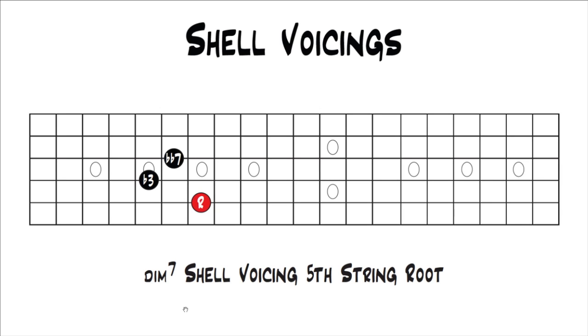So these shell voicings are really useful and should be pretty easy for you to learn at this point since you already know drop 3 chords and drop 2 chords. They're easier to play than those. You're only dealing with 3 notes, and the minor 7 flat 5 and the minor 7 are the same voicing, so that makes it easier.